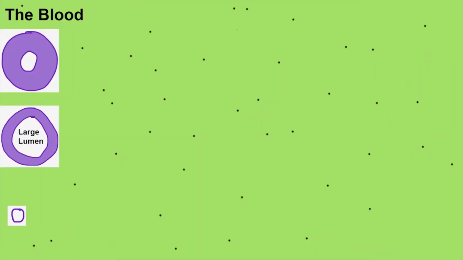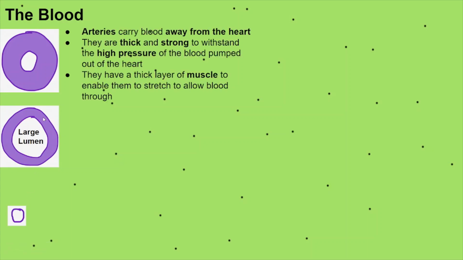So the final piece of the puzzle in the circulatory system is the blood and the blood vessels. So here are 3 blood vessels, completely accurate drawings. The arteries, first of all, they carry blood away from the heart, like we looked at earlier, and they have really thick walls, and they're strong because the blood is being pumped at high pressure out of the heart to the rest of the body, and they have this thick layer of muscle as well, which enables them to stretch to allow the blood through.